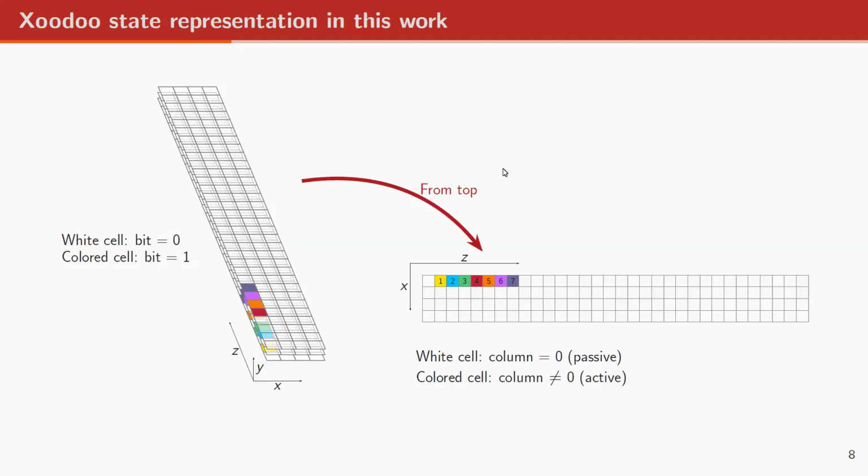So I wanted to introduce the representation of the state we use in this presentation, because there are many pictures. We look at the state from the top. On the right, we have the 2-dimensional representation that we will use. Each cell here represents a column. We use the convention that an empty cell is a passive column, so a passive S-box, while a colored cell is an active S-box. We also depict the value of columns by using 3-bit integers. So for instance, 1 means we have only 1 active bit at the bottom plane, while 7 means all the 3 bits in the column are active.